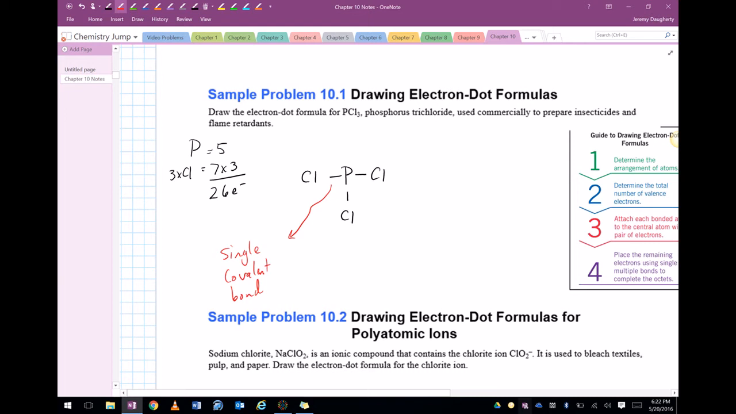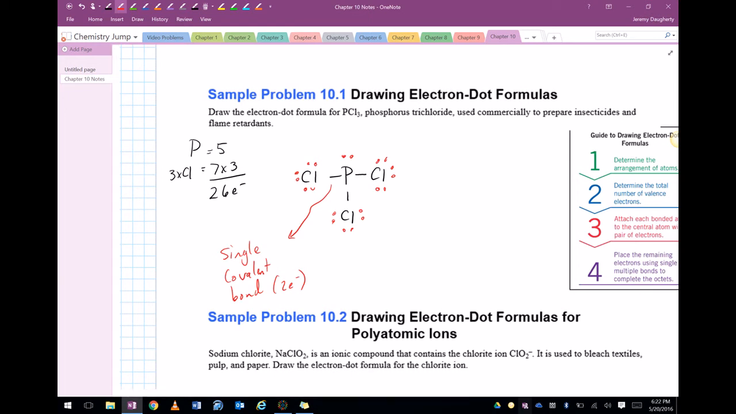Okay, so that represents 2 electrons. Right? So that's 2, 4, 6, 8. So now all those chlorines have 8. Look at phosphorus, 2, 4, 6, and then I'm going to put 2 more. There's 8. Okay? So I went around and made sure everybody had 8.